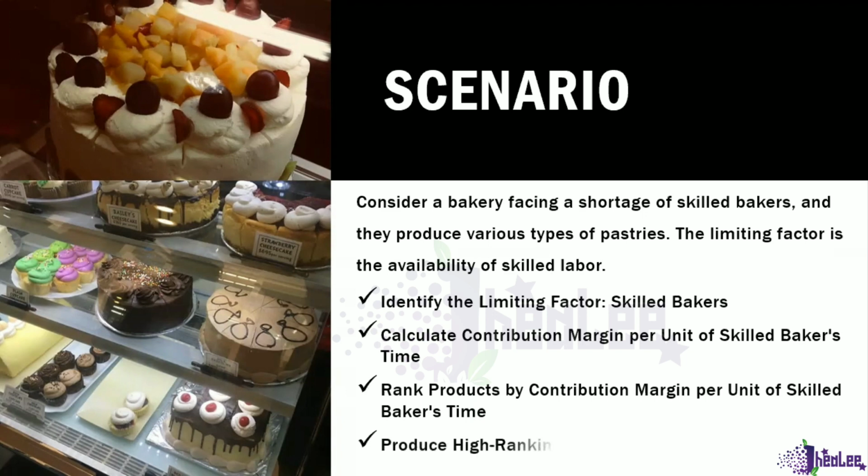And the other step is that you will produce high ranking pastries first. At this stage, what the company would do is to produce the pastry with the highest contribution margin per unit of the limiting factor until the limiting factor is fully utilized. If there is still capacity available, move to the next most profitable product.